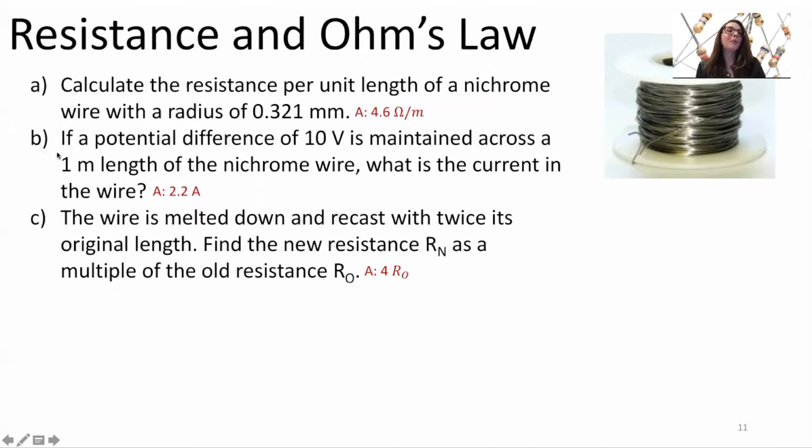Now for part B, if a potential difference of 10 volts is maintained across a 1 meter length of the nichrome wire, what is the current in that wire? And if the wire is melted down and recast with twice its original length, find the new resistance, R sub n, as a multiple of the old resistance, R sub O.